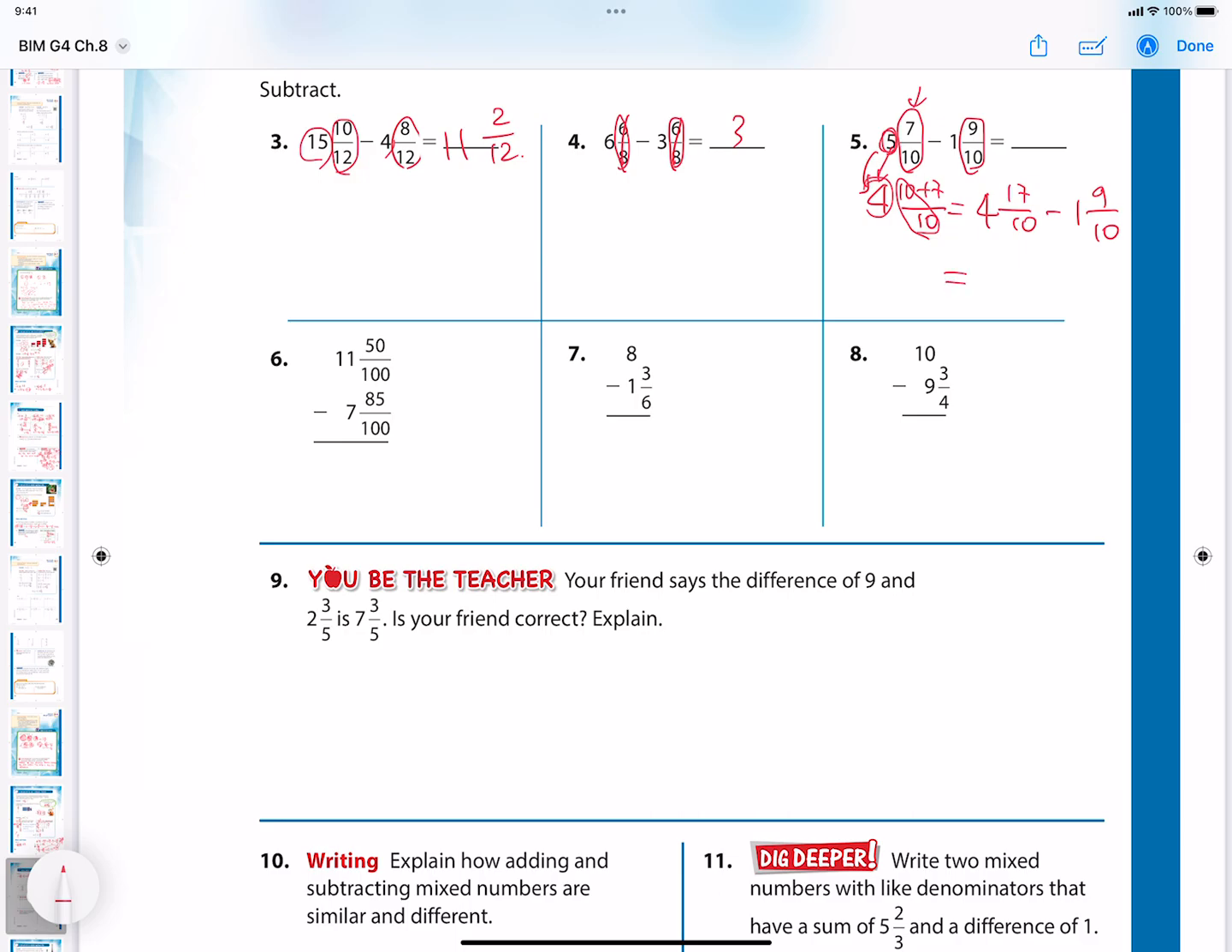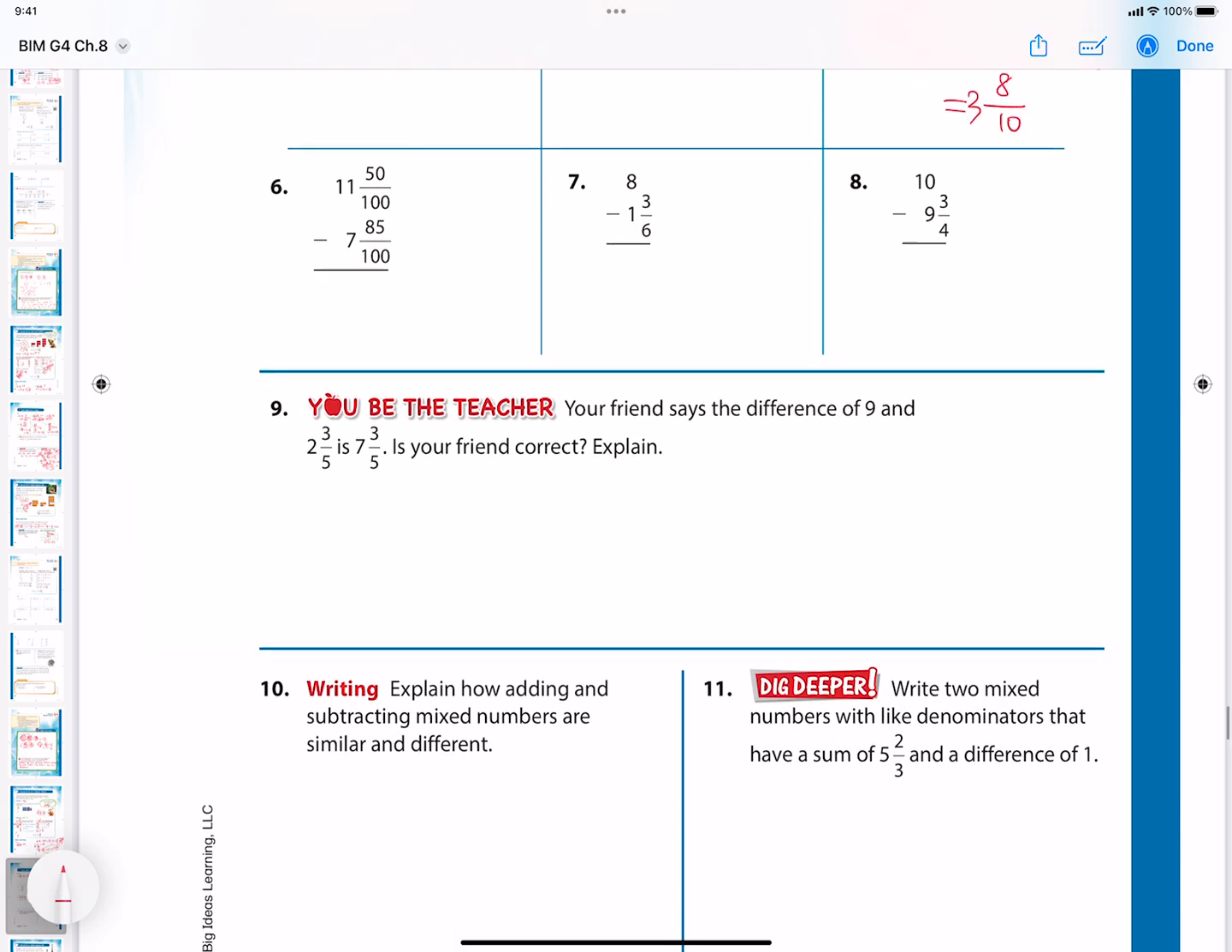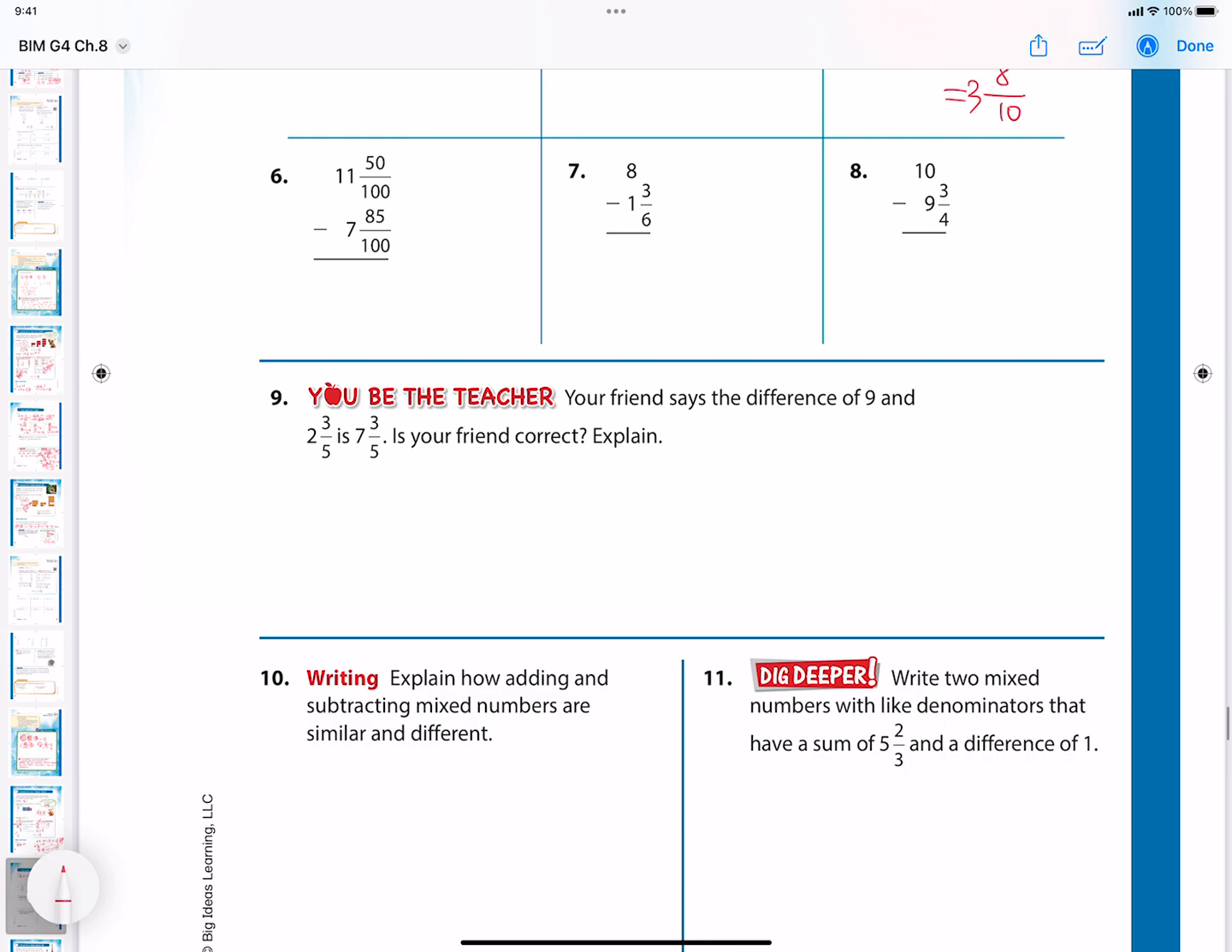Okay, so I have enough of these fractional parts. So now here, 17 take away 9 is what? Yes, you got it. 8 over 10. And 4 minus 1 is what? 3. So the answer is what? 3 and 8 over 10. All right. Now number 6.